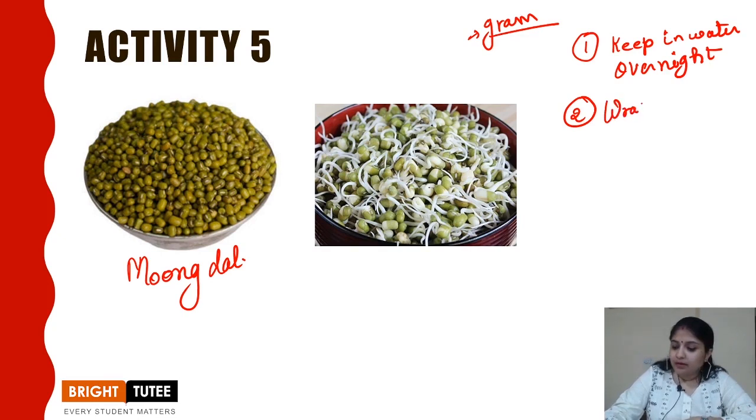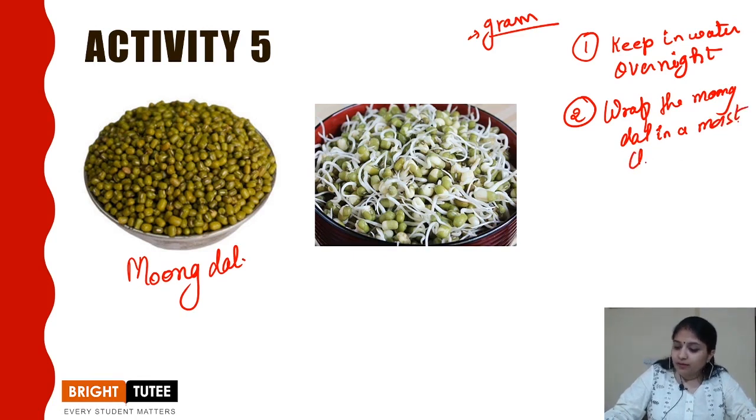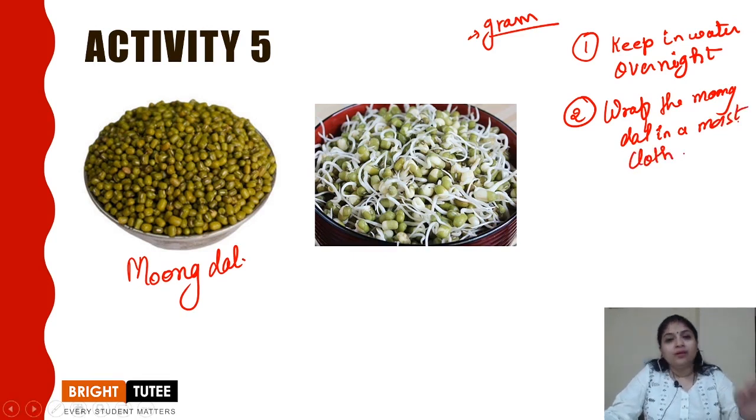So wrap the moong dal in a cloth. And what you have to do is keep this cloth wet. It shouldn't be dripping, it should be moist, right? So instead of a cloth, we can write down moist cloth, right? So please remember that it is very important to keep the cloth moist, so that enough water is present for the moong dal or the gram, whichever you've used, right? For both of these seeds it should be present.